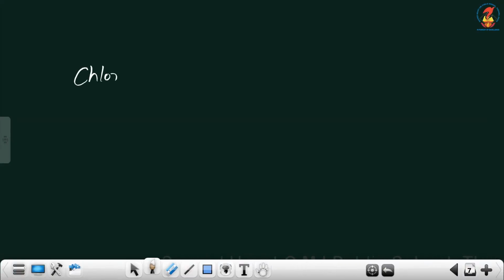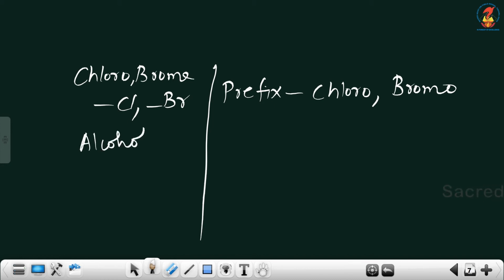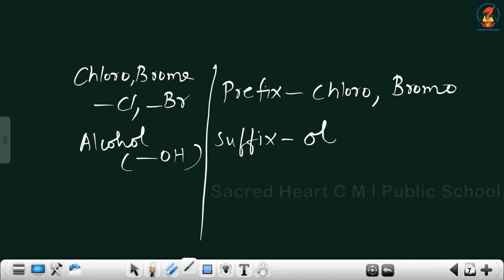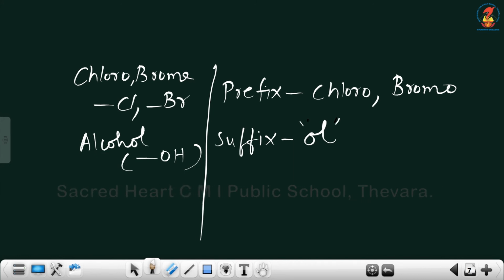So, chloro or bromo, Cl or Br: if it is present in the compound, we have to add a prefix only, not a suffix. The prefix chloro or bromo is added to the name of the compound. Now, alcohol. If an OH group is present in the compound, it is an alcohol, and the suffix is OL. The final E should be deleted from the name of the compound and you add the suffix OL.